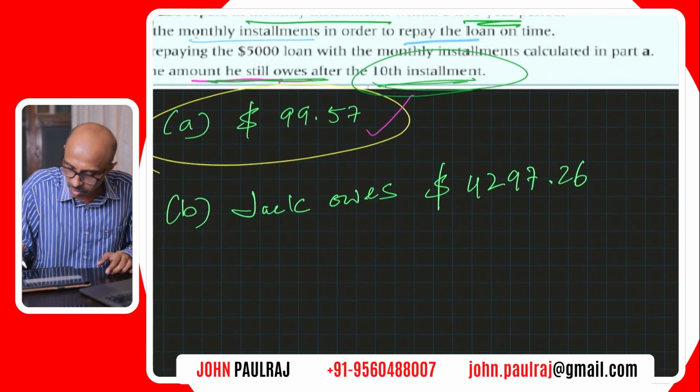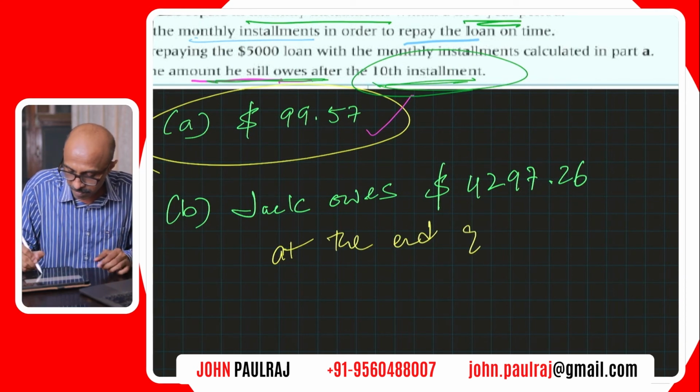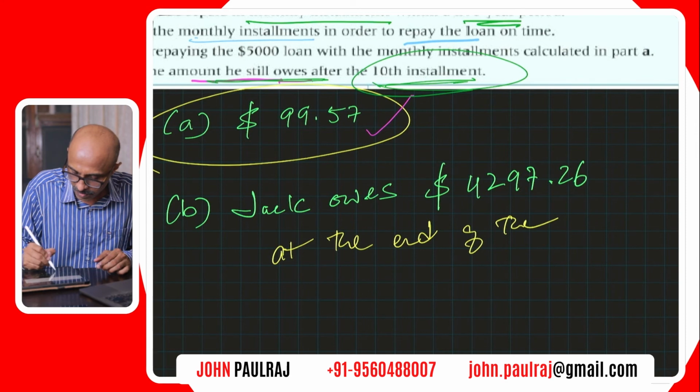Jack owes $4,297 at the end of the 10th installment.